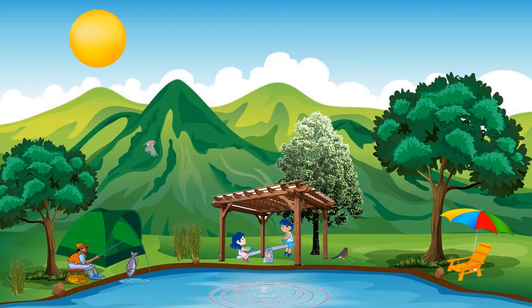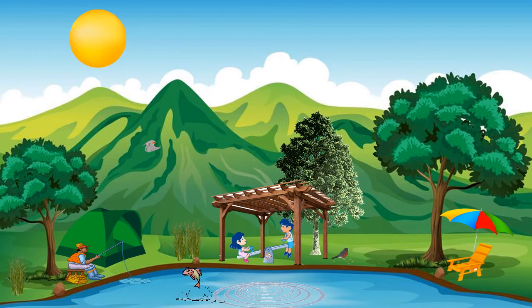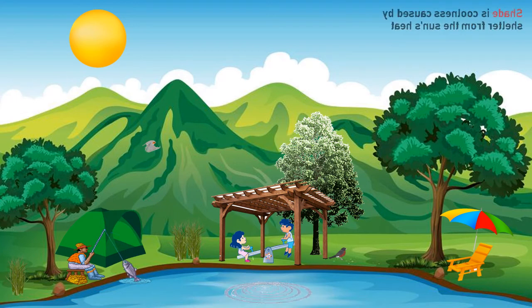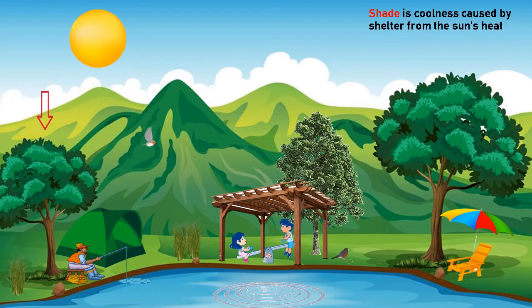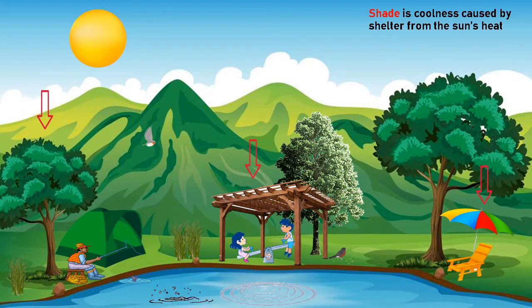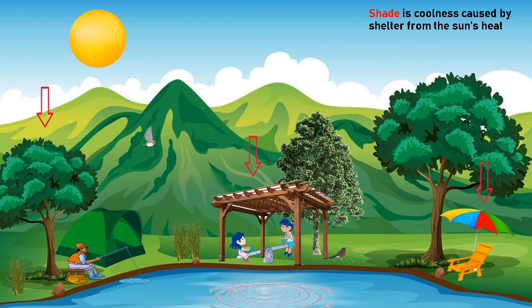Now, let me ask you another question. What do you see that would protect people from the sun in this scene? Let's think about it. Great job! We can see the tree, the pergola, and the umbrella. All these provide shade which protect people from the sun. And the shade is coolness caused by a shelter from the sun's heat.